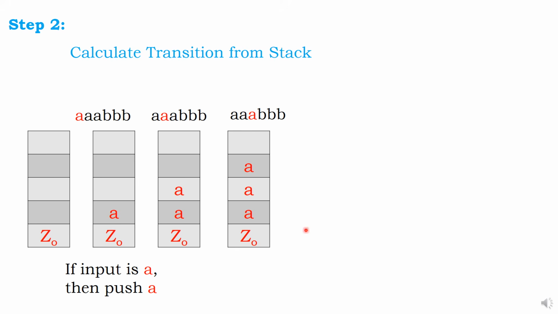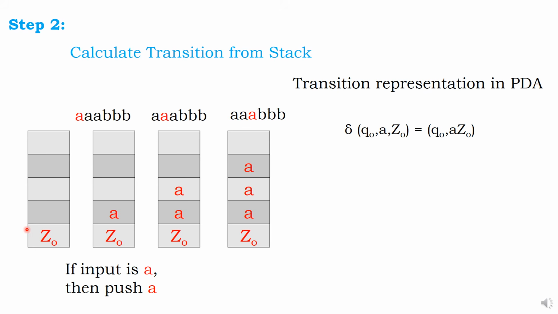Now with this particular diagram, let us bring the transition function. Input is A, top of the stack is Z0, push A. Now the transition representation is this much. You are in the beginning state Q0. If input is A and top of the stack is Z0, then push A above Z0. The state Q0 is retained the same.